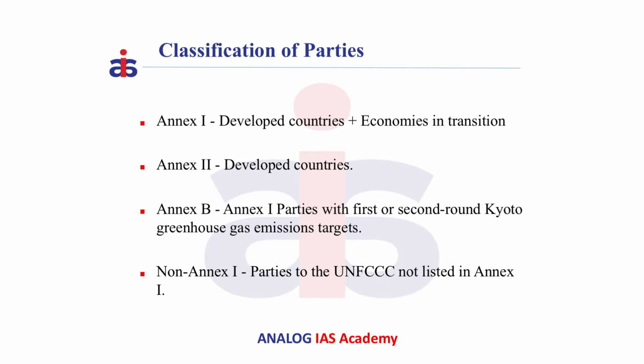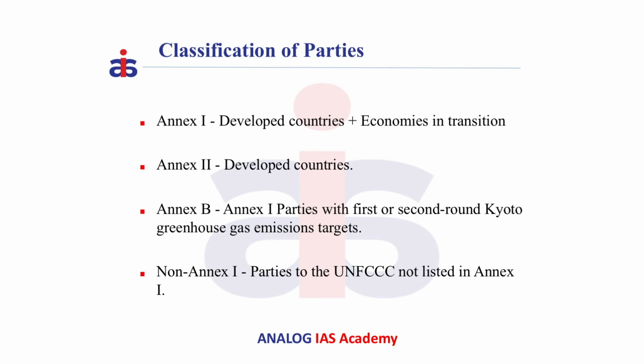Annex 2 countries is a subset of Annex 1 countries. They are required to provide financial and technical support to the economies in transition and also assist developing countries in reducing their greenhouse gas emissions. Next, Annex B. Annex 1 parties with first or second round Kyoto greenhouse gas emission targets come under this.